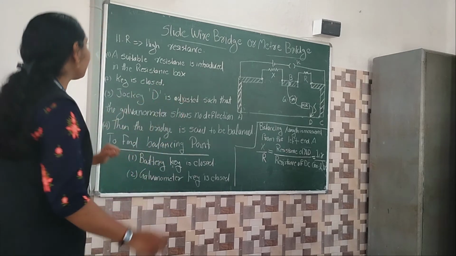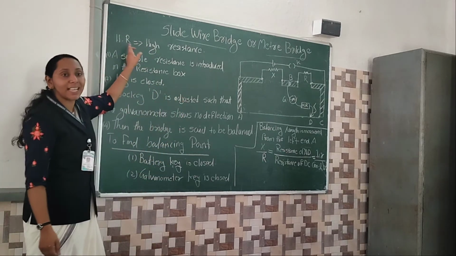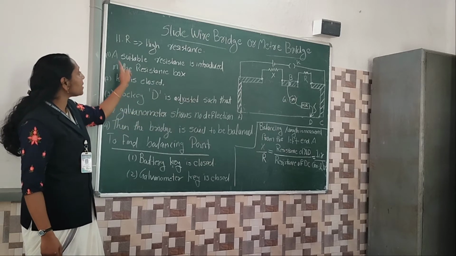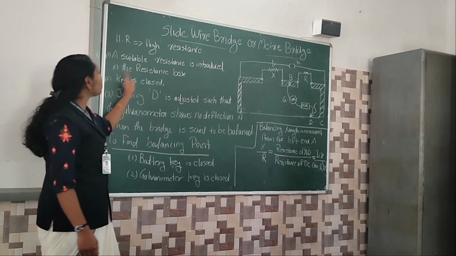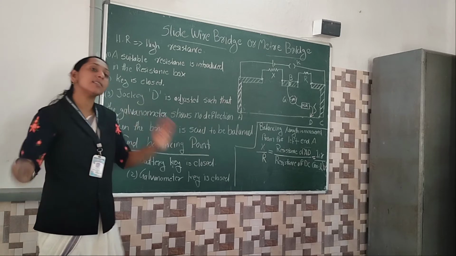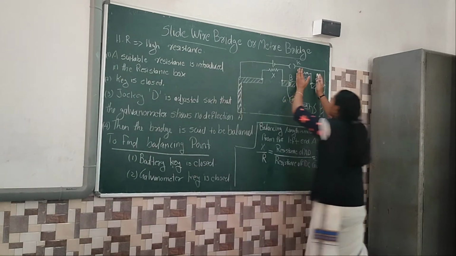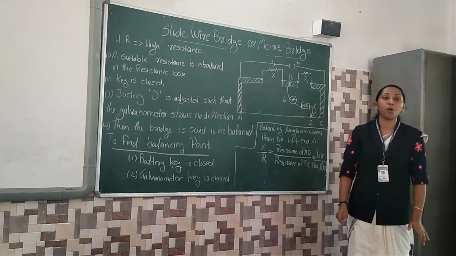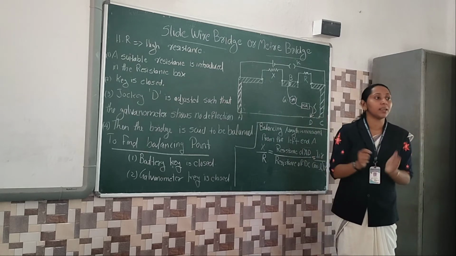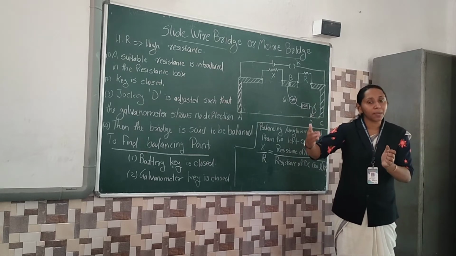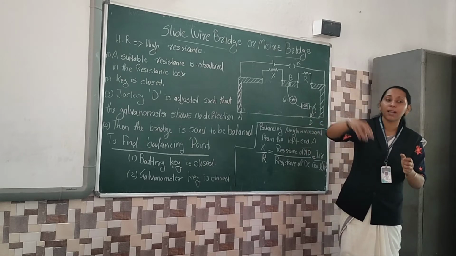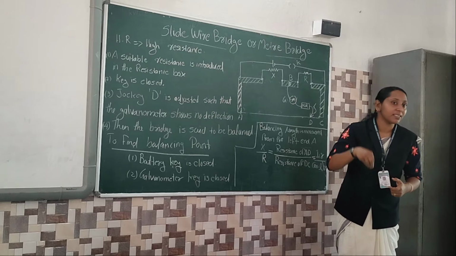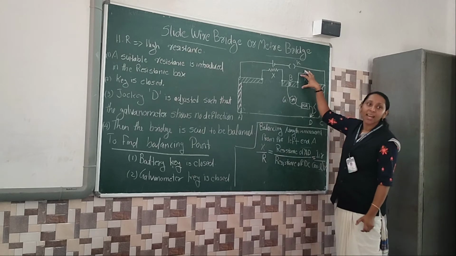Okay, listen here. First I am just noticing this HR. What is HR? High resistance. You already know. First step is a suitable resistance is introduced in the resistance box. What is this resistance box? This R, this known resistance, is called the resistance box. In the next period we should go to the physics lab and I will show you the resistance box. Resistance box means different resistors are available, so which one we want, we can select that resistor. We should select a resistance.